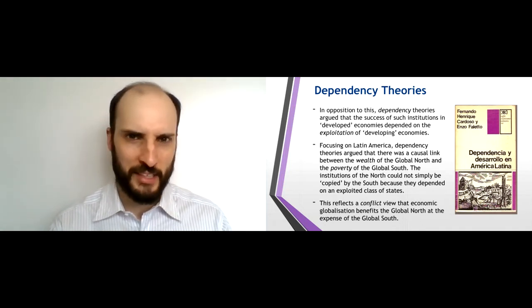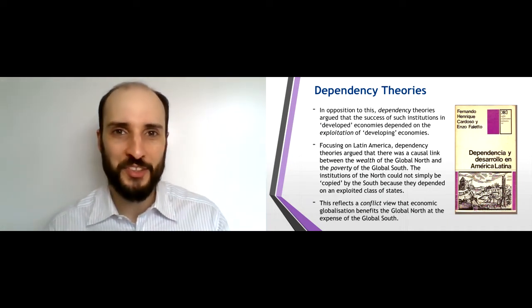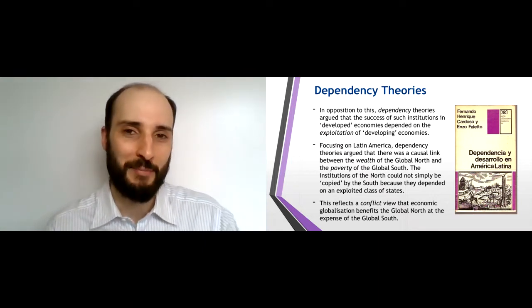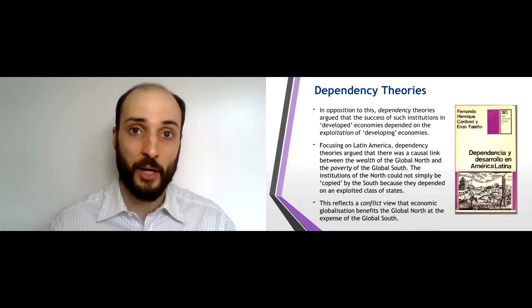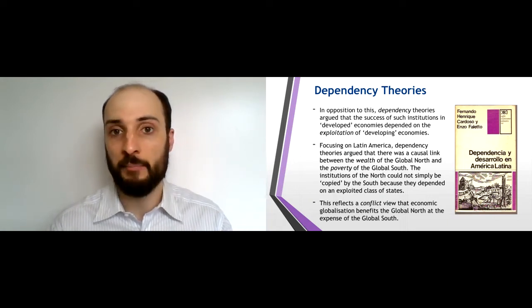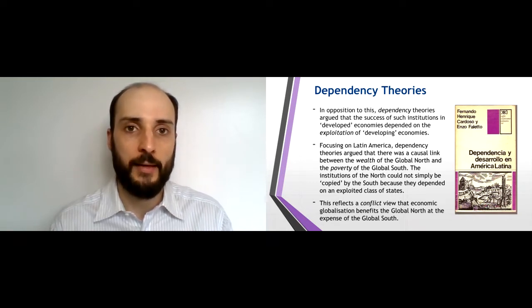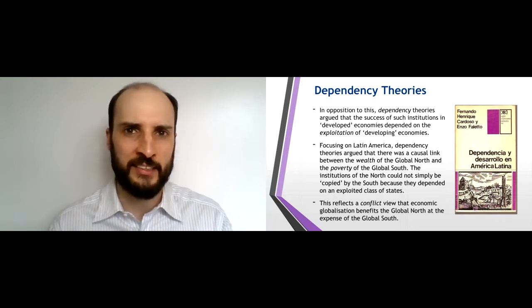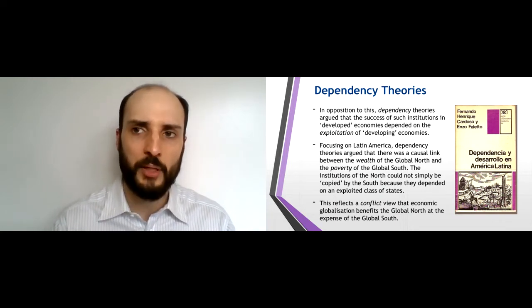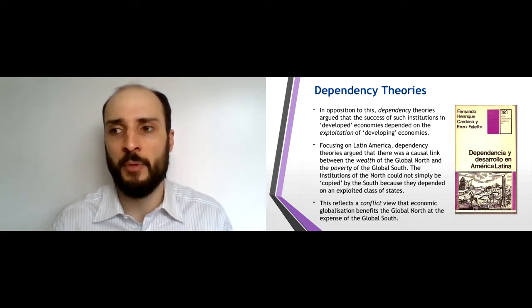And so if you ask a dependency theorist, why is economic globalization happening? Why is it spreading around the world? The dependency theorist would not say because liberal democratic capitalism is the best system. They would say it's because the global north is using its power to spread these ideas, particularly into the global south, in order to open up new avenues for exploitation. And dependency theories were very critical of, say, how institutions like the International Monetary Fund tried to open up and liberalize the economies in the global south, particularly in Latin America.